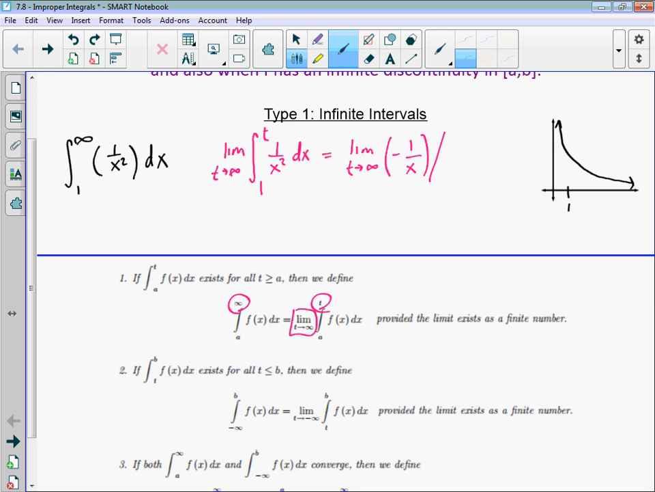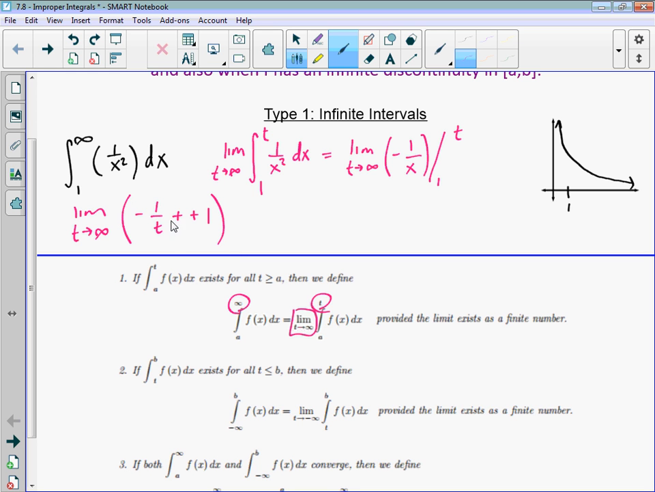And then we're taking this from 1 to t. So I'm going to plug in t, subtract, plug in 1, and I'm just going to leave that limit out front. So plugging in the t, we get negative 1 over t. And then subtract and plug in your 1, and you get negative 1 over 1. So that turns into a plus 1 back here.